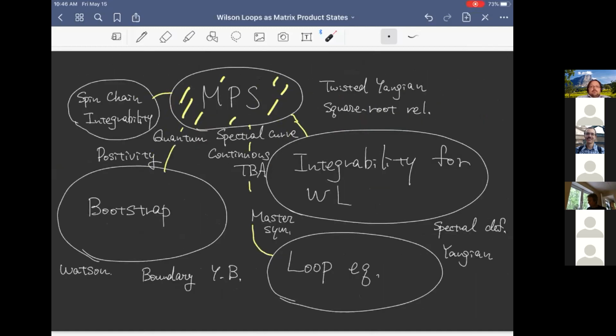So to conclude, this idea of expressing Wilson loop as a matrix product state may connect various different branches of integrability in N equals 4 SYM, like integrability for the Wilson loop, Yangian for the Wilson loop, spin chain integrability, and integrability bootstrap, or a loop equation. And I think there are many interesting questions to explore.